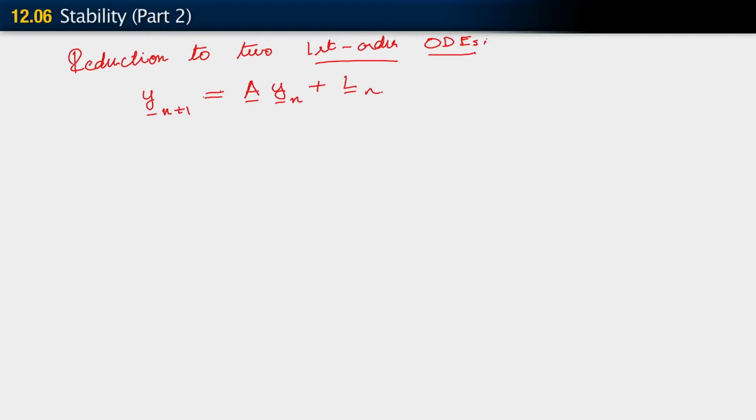All right, and let me tell you just once more that y at n plus 1 is d at n plus 1, v at n plus 1. This is, of course, dn, vn. And A here is a 2 by 2 amplification matrix.